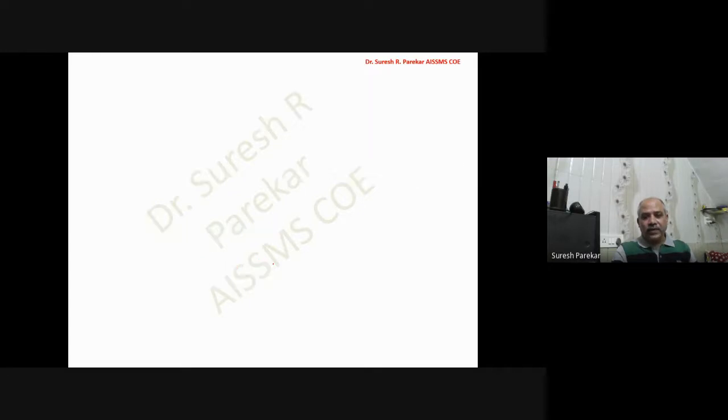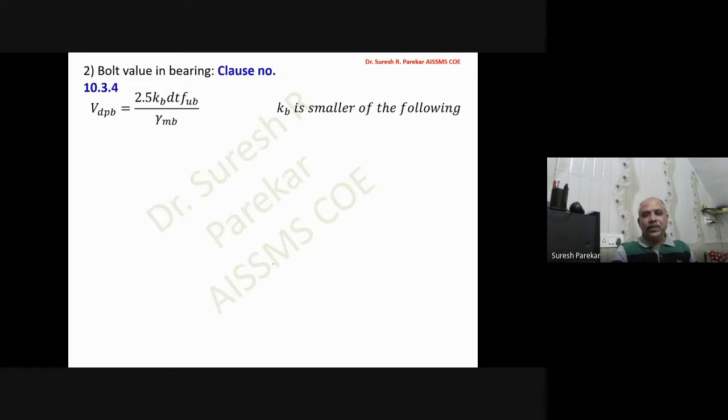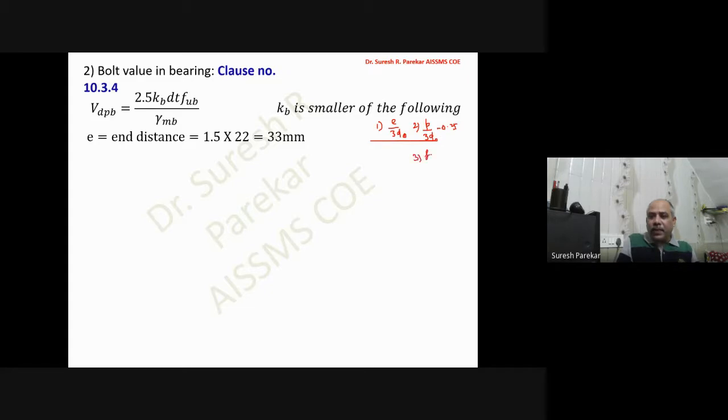And then we have to check for Vdpb, that is bolt value in bearing, and we have clause number 10.3.4. So we have the formula we know: 2.5 kb d t fu upon gamma mb, and kb is the smaller of the following. Here we have four values, if you remember: e upon 3d0, p upon 3d0 minus 0.25, then fub upon fu, and then 1. So these four we have to consider.